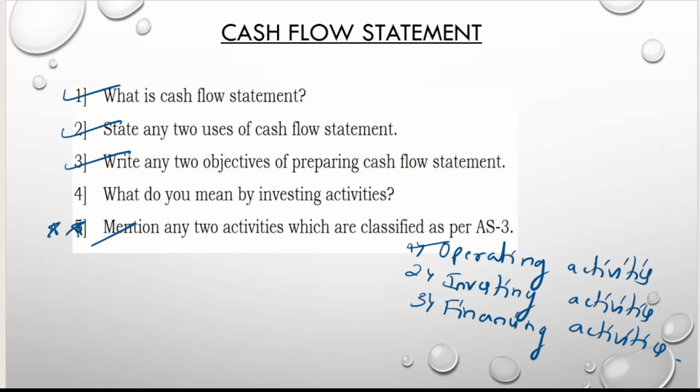Okay, ma'am, what is investing activity? Investing activities are those activities which tell you where you are investing your money. Whatever investment you have made in the fixed assets of your company. You are purchasing land and building, machinery, vehicles, and you are purchasing the shares of different companies. You are purchasing the debentures of different companies. Investing is nothing but the investment you are going to make.